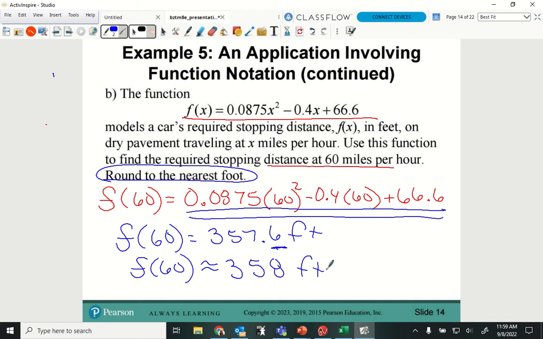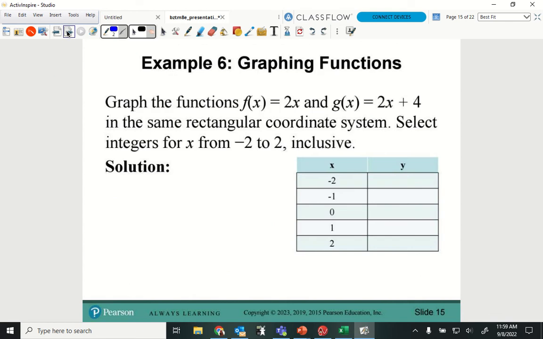All right, questions? Not bad, right? Not too bad? Example 6. Now it says graph the functions, these two together in the same rectangular coordinate system. Select integers from -2 to 2 inclusive. All right.